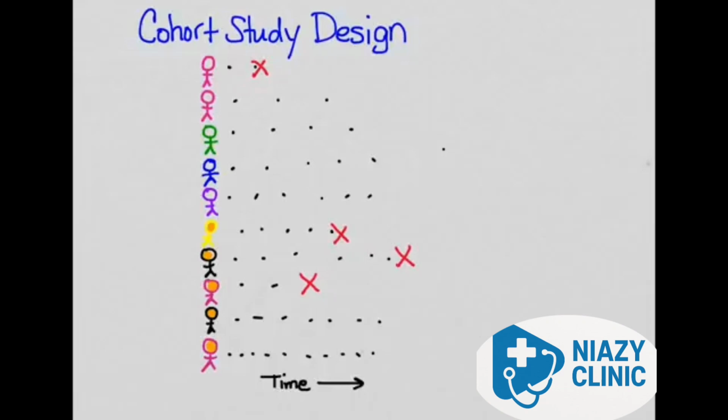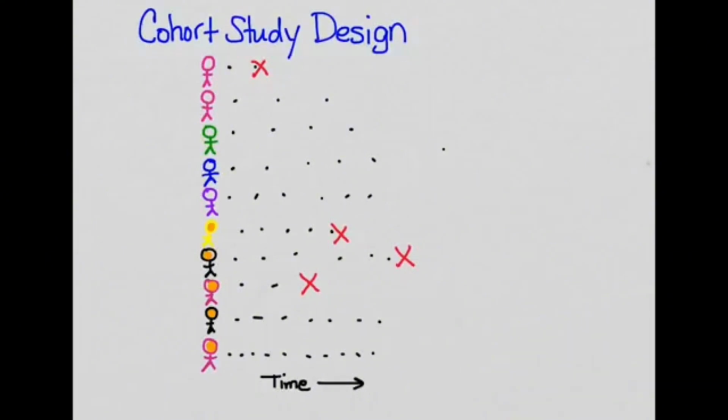You can look at multiple outcomes, which you can as well with the case control and the cross-sectional study, but not so much with the randomized controlled trial, since you're only intervening on one variable usually.